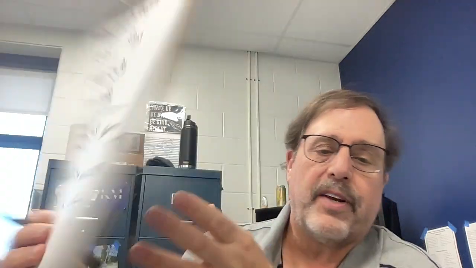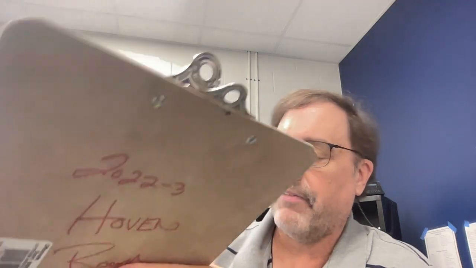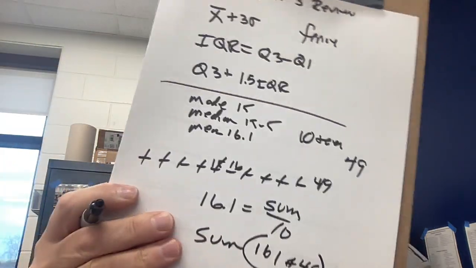The mean was 16.1. We got 16.1 when we took the sum and divided by 10. So the sum before Jason came was 161. Now add the 49 of Jason and divide by 11. Cool. All right, what else do we got to do?